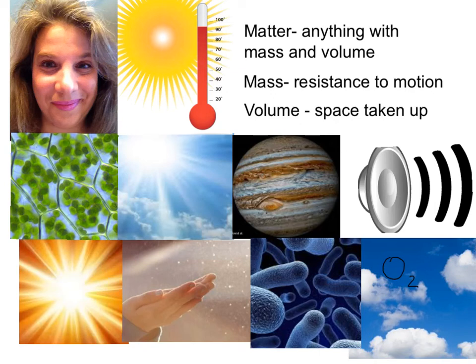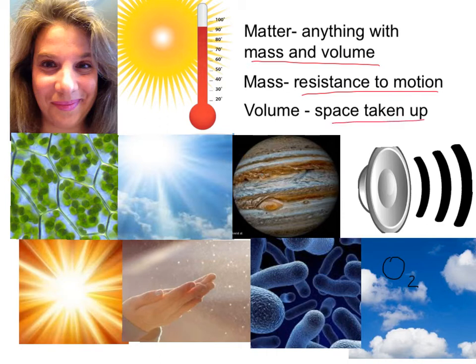Okay, here's the technical definition of matter. Matter is anything that has two things, mass and volume. In order to understand the definition of matter, you have to understand the definitions of mass and volume. Mass is your resistance to being moved. So if something resists being moved, it has mass. And if it takes up space, it has volume.